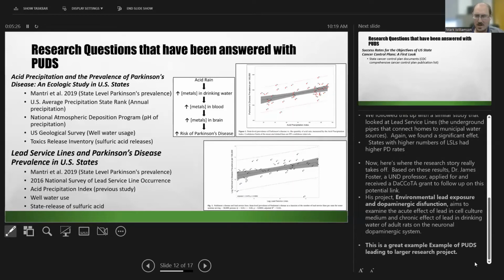So this is a great example of public use data sets informing a larger research project that actually takes these high level correlations and tries to experimentally confirm them in something, say, mice or cell culture.